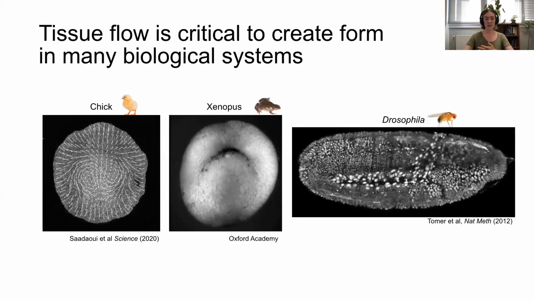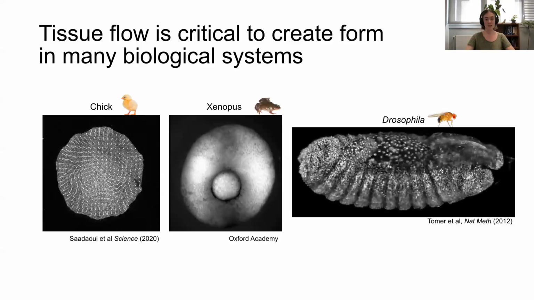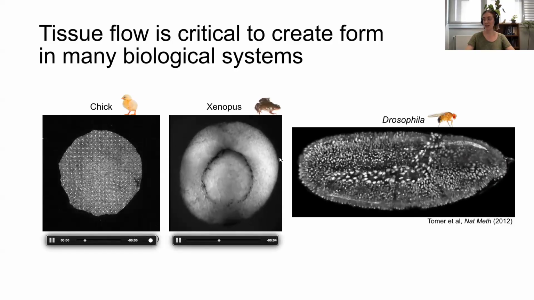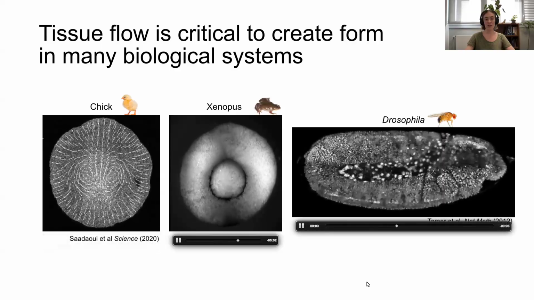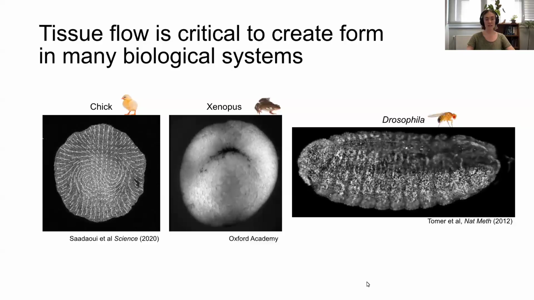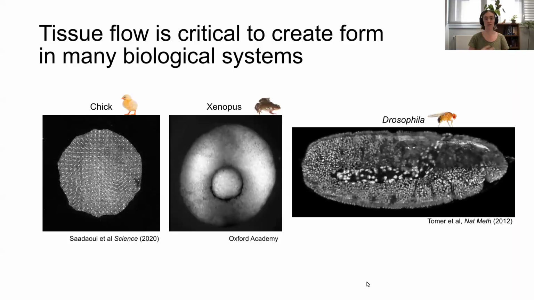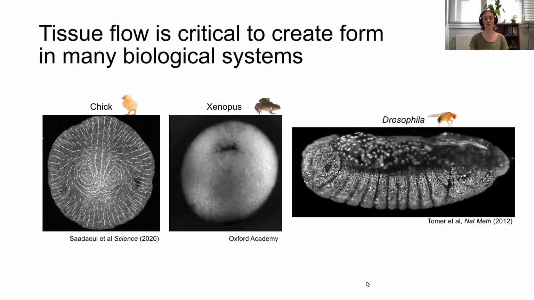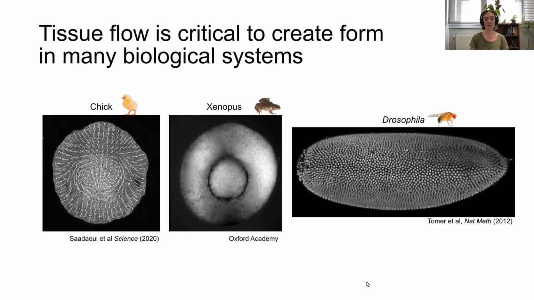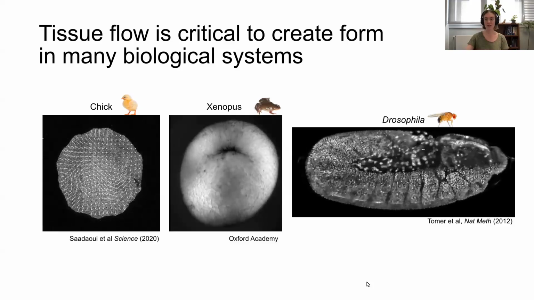So tissue flow is a critical part of embryonic development, regardless of the species. For example, here we're looking at a chick, Xenopus, and Drosophila embryo during embryonic development. And what we see in all of these cases is that cells need to be able to move to allow the tissue to reorganize and fold to create the structure required to form the adult. So my research is motivated by a desire to understand the physical mechanisms that drive these tissue flows.